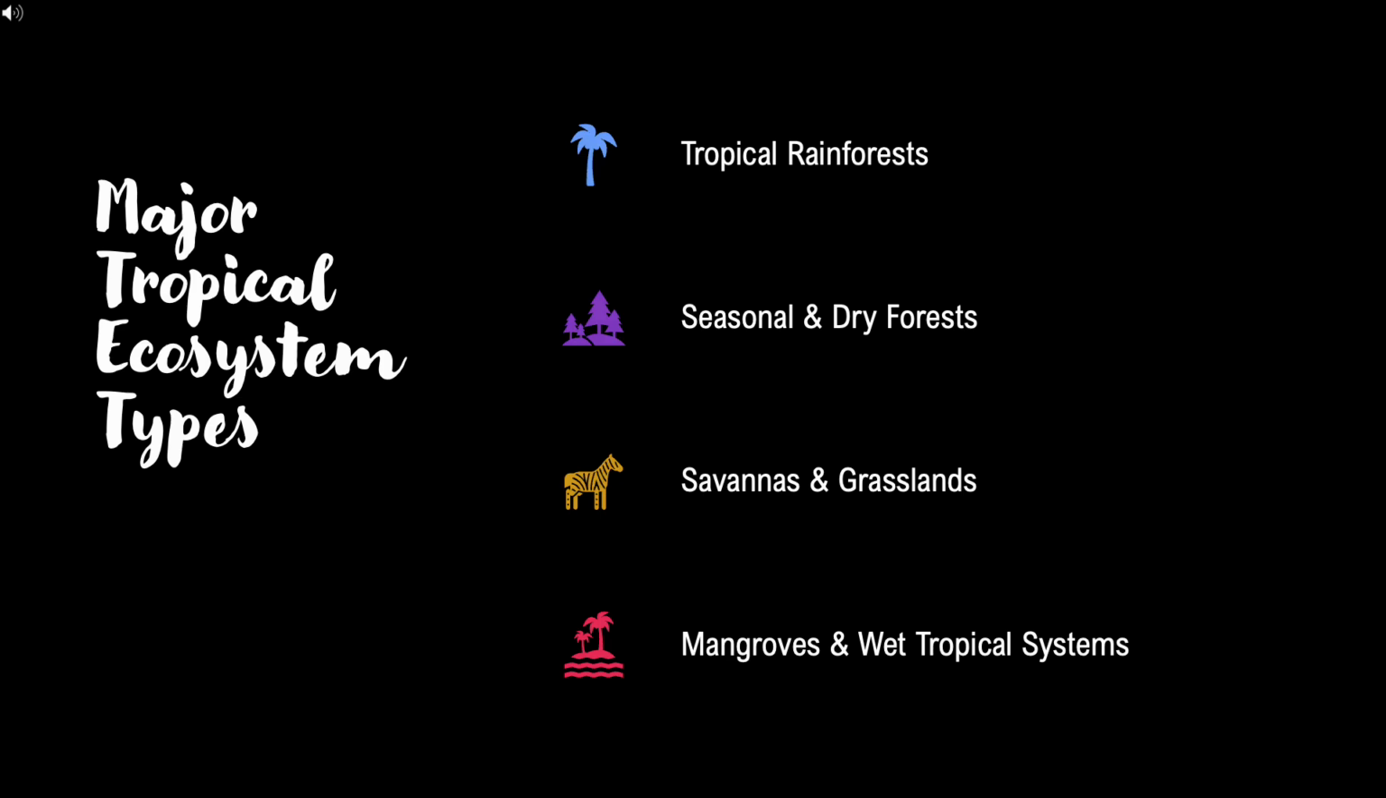And fourth, mangroves and wet tropical systems, the specialized coastal and freshwater wetland ecosystems that are among the most ecologically valuable and most threatened on the planet. Each of these has distinct ecological characteristics, and each demands a different set of design responses. A plant palette that works in a rainforest context would be entirely wrong for a savanna and vice versa. So understanding these distinctions is not just academic, it's directly practical. Let's go through them one by one.